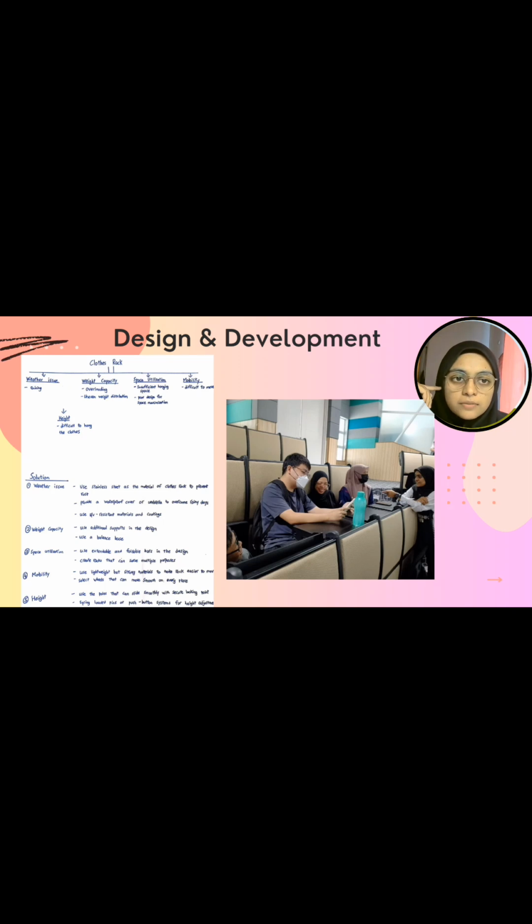So for our problem 3, we take this clothes rack, which has issues with weather, weight capacity, space utilization, and mobility. And for the solution, we have at least 2 or 3 for each problem. For weather, we can use UV resistant material, waterproof cover, and so on. For weight capacity, we use additional support. We can also use a balanced space. For space utilization, we use extended and portable walls in the design, and we create blocks that can serve many common purposes. For mobility, we use lightweight and strong material.